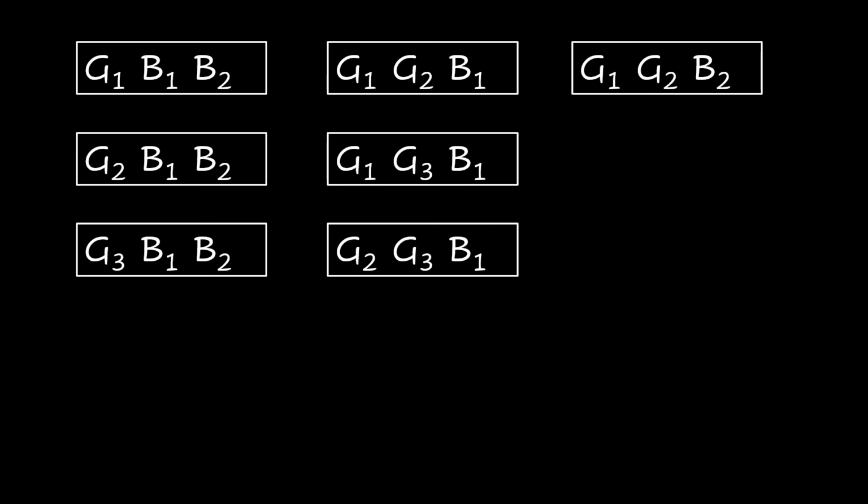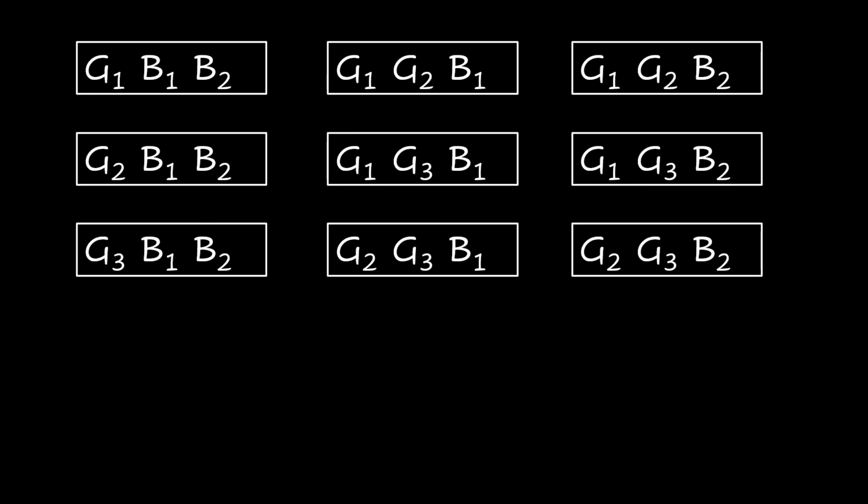Another situation is G1, G2, but this time the boy is B2. I can also have G1, G3, B2, and I have G2, G3, and B2. Finally, I can also have a group that is composed of all girls, G1, G2, and G3. As you can see, I have here 10 possible combinations coming from 5 students, taken 3 at a time.